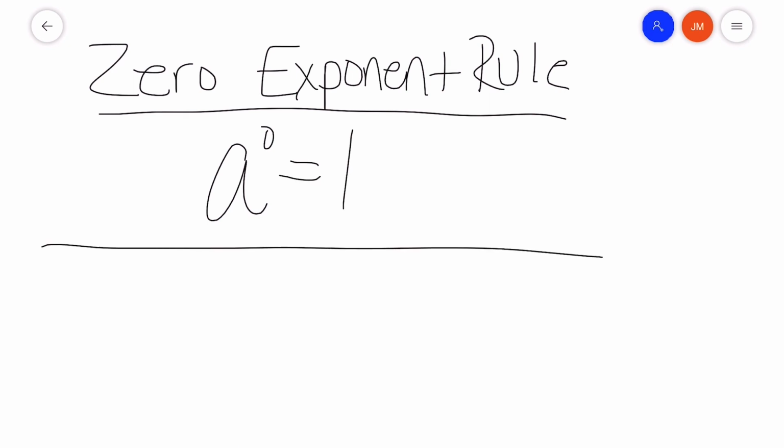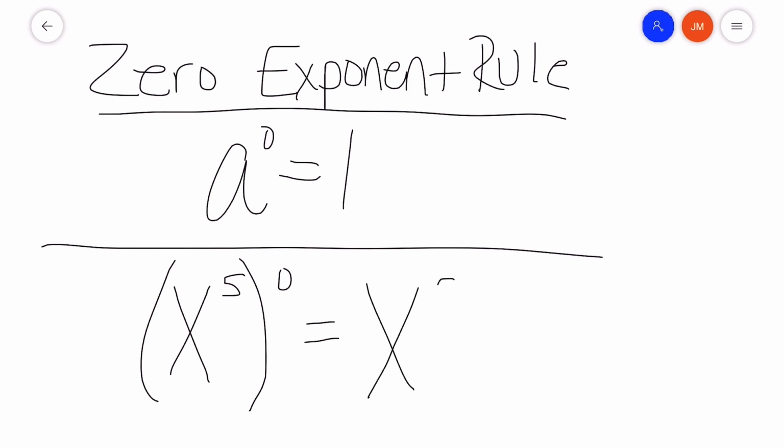Let's just say we have x to the 5th, to the 0th power. So again, we can use our power rule here, which we discussed earlier. And this is equivalent to x raised to the 5 times 0th power. And we know anything times 0 is 0. So x raised to the 0th power is what we're left with after multiplying 5 times 0. And we know based on our exponent rule that this is 1.